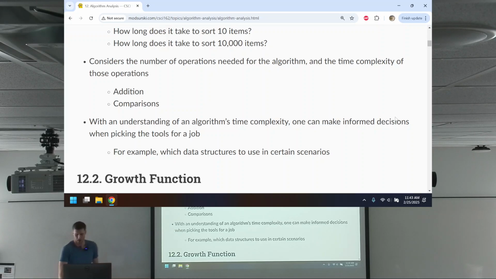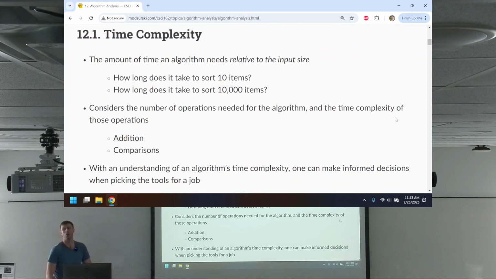All right. So the big thing that we're going to focus on is time complexity. That's things like a linear search. If you have n things in that list, how many things do you have to look at to guarantee if you find it or not? n. That's the idea, right? So how long does it take to sort 10 items versus 10,000 items, for example?